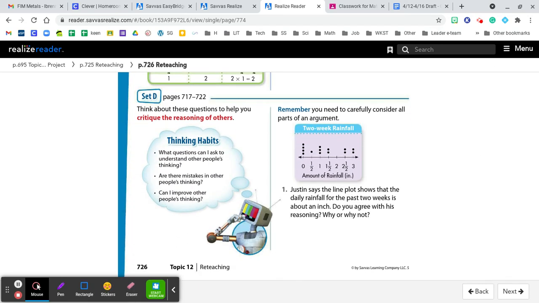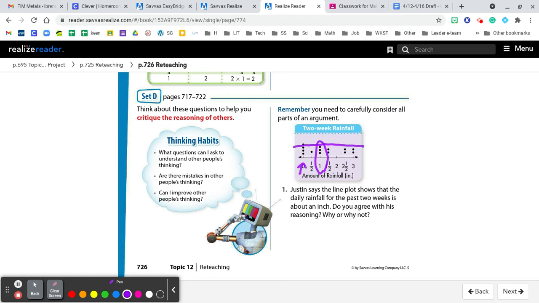And the last one, remember you need to carefully consider the parts of an argument. So Justin said the line plot shows that the daily rainfall for the last 2 weeks is about an inch. Do you agree with this reasoning? Why or why not? Well, let's take a look. So he's saying it's about an inch. An inch would be right here. And really, nothing is over that except one of the days with 0 rainfall. But he's saying the rainfall for the past 2 weeks is about an inch a day. You could say that.